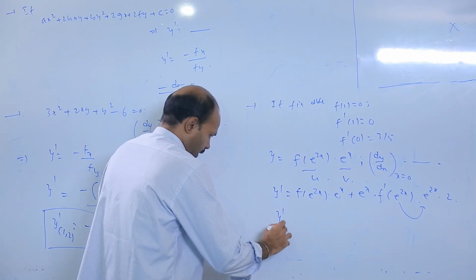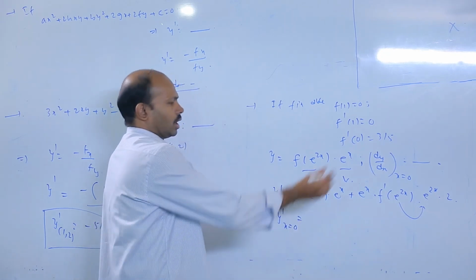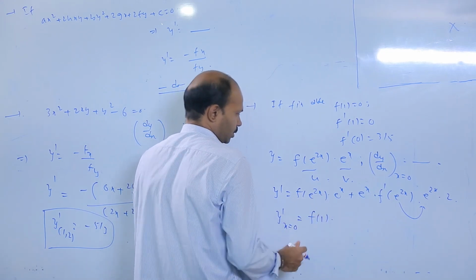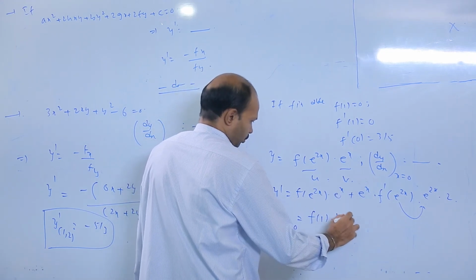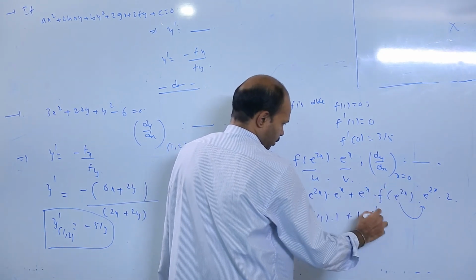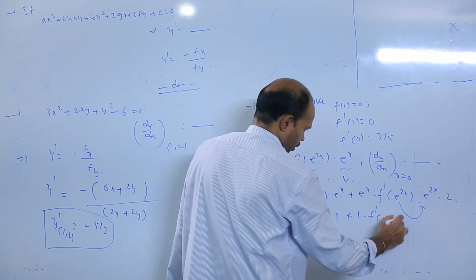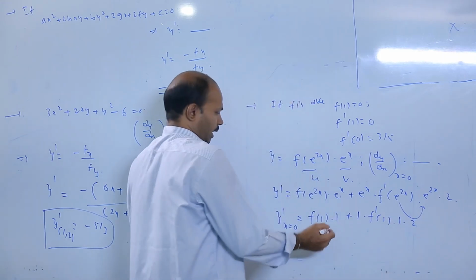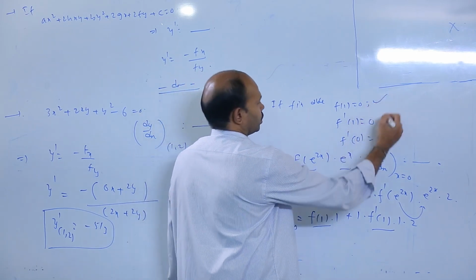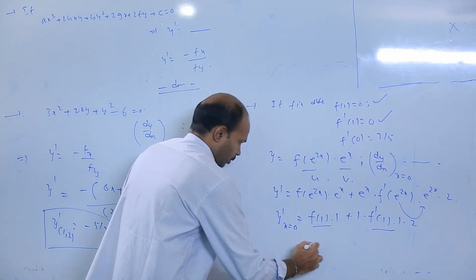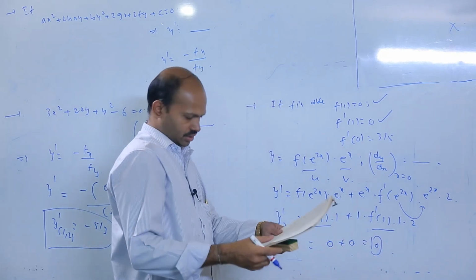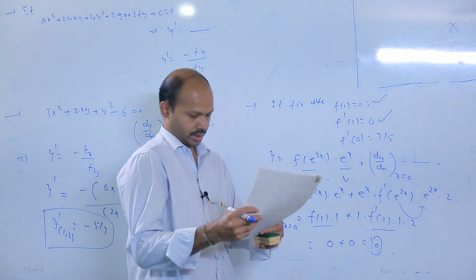So write what is y dash at x is equal to 0. Apply x is equal to 0 throughout. e power 0 is 1, so f of 1. This is e power 0 which is 1, plus e power 0 which is 1, f dash of e power 0, f dash of 1, e power 0 into 2. What is the data of f of 1 and what is the data of f dash of 1? f of 1 is 0, f dash of 1 is 0. So you are left with 0 plus 0. Your ultimate answer is 0. It's a 0 integer answer.